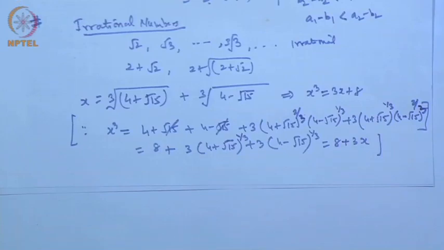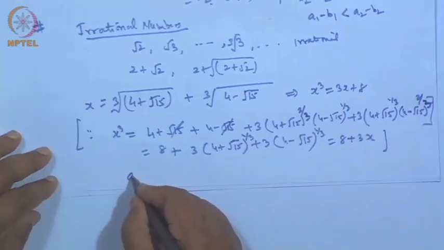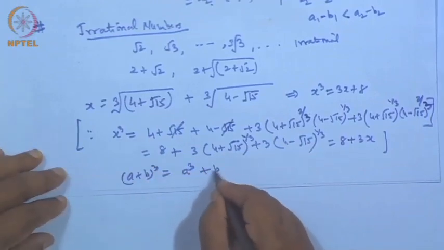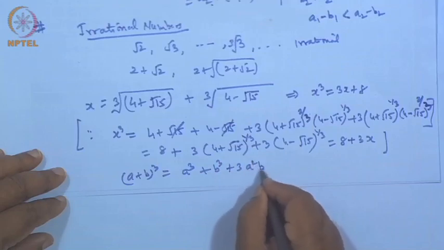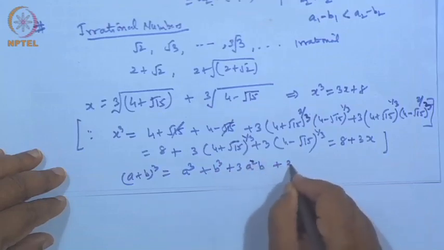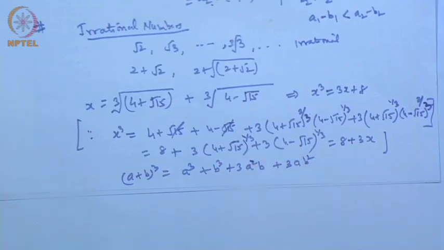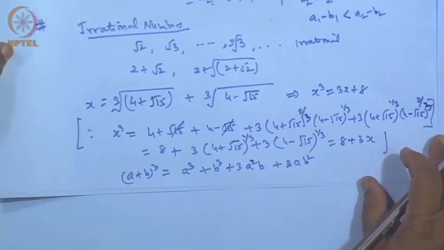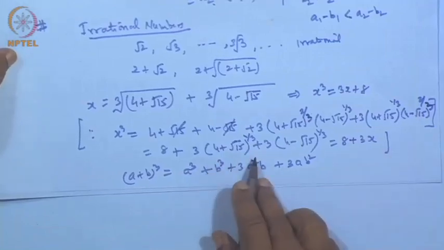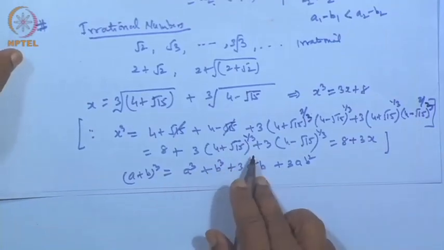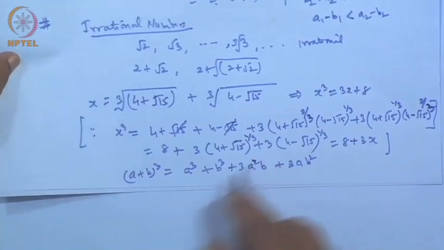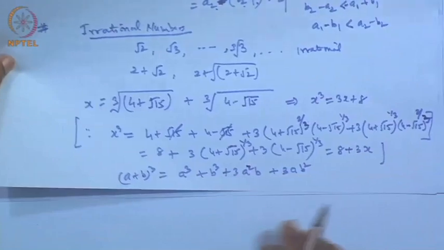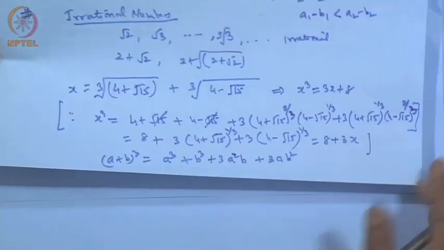No, it is not clear. The formula is (a plus b) cube is a cube plus b cube plus 3a square b plus 3a b square. This is the formula. So using this formula, we can take 3ab common, 3ab into (a plus b), and a plus b is x here. Yes, a plus b is x. Yeah, that is also we can get. Clear? So you get it. Is equal to 1.